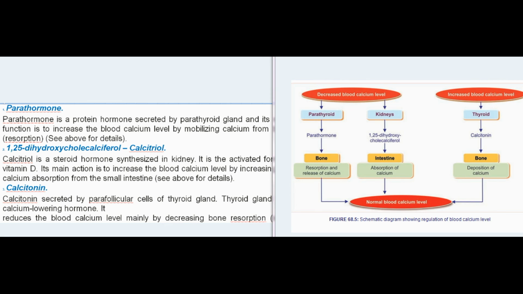1,25-dihydroxycholecalciferol, calcitriol. Calcitriol is a steroid hormone synthesized in kidney. It is the activated form of vitamin D. Its main action is to increase the blood calcium level by increasing the calcium absorption from the small intestine, see above for details.